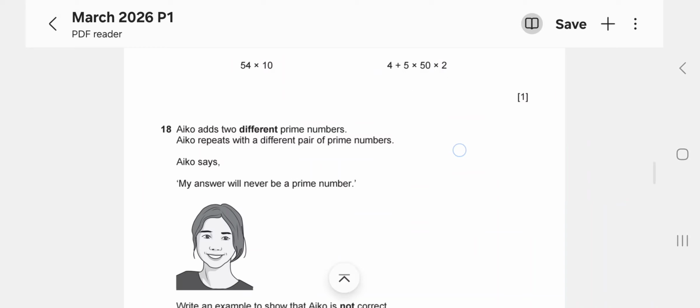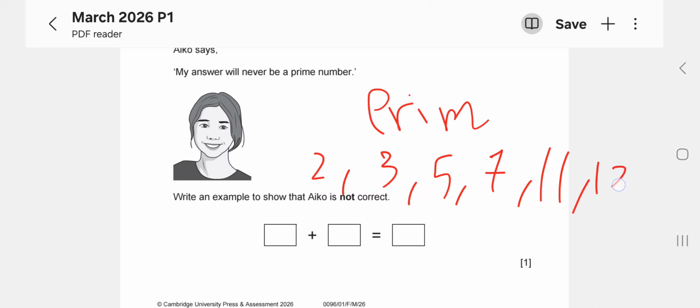Okay. Aiko says that 2 different prime numbers will give you never a prime number. Let's remember together what prime numbers are. Prime numbers are 2, 3, 5, 7, 11, 13. Prime numbers only have 2 factors, themselves and 1.